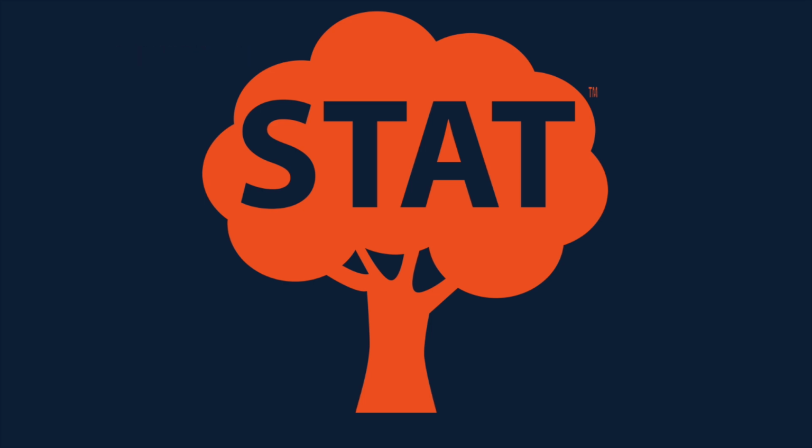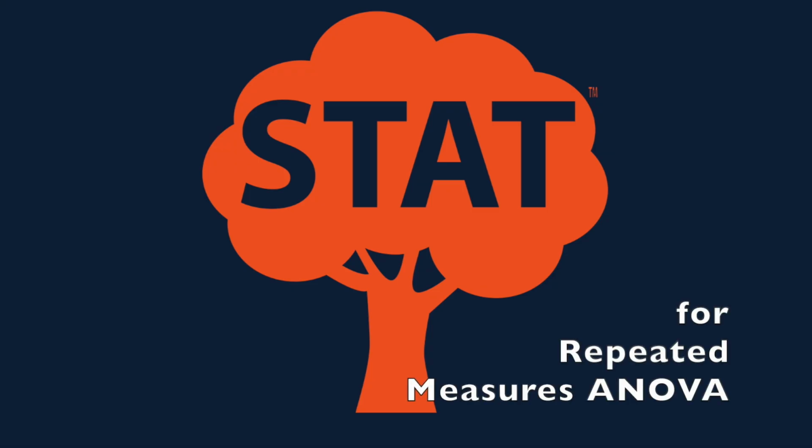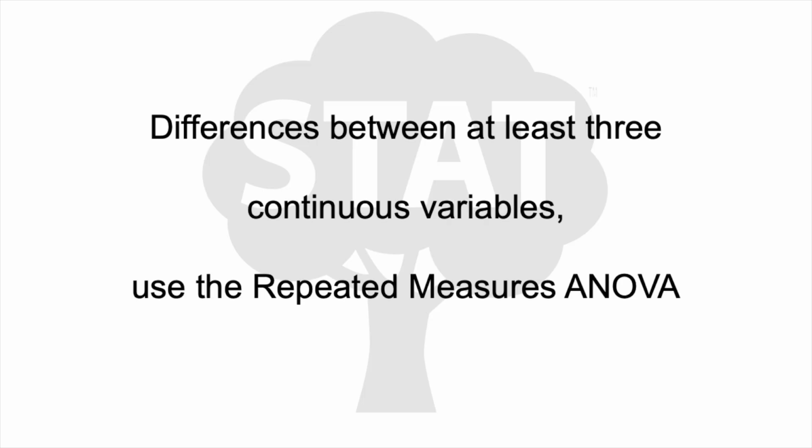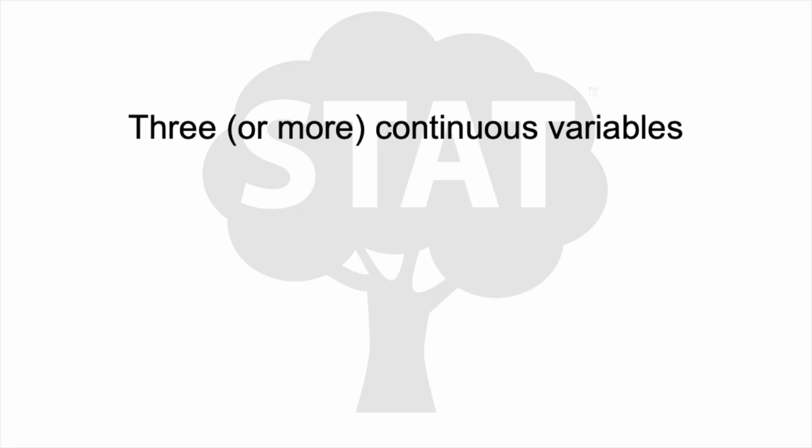Welcome to the StatTree video module for repeated measures analysis of variance. To test whether there are differences between three or more continuous variables, the one-way repeated measures ANOVA would be appropriate. You will need three continuous variables in order to run this test.